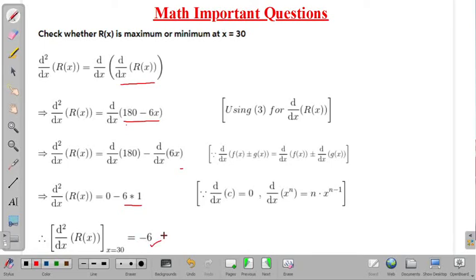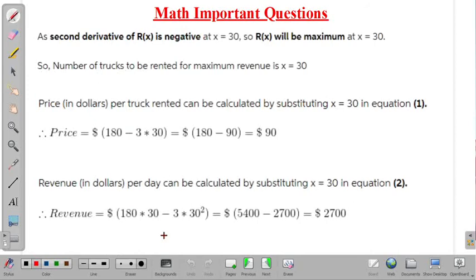So it will be a case of maximum, that is, revenue will be maximum when x equal to 30. Okay. So as the second derivative of R(x) is negative, R(x) will be maximum at x equal to 30, and the number of trucks, as we have calculated, is equal to 30.